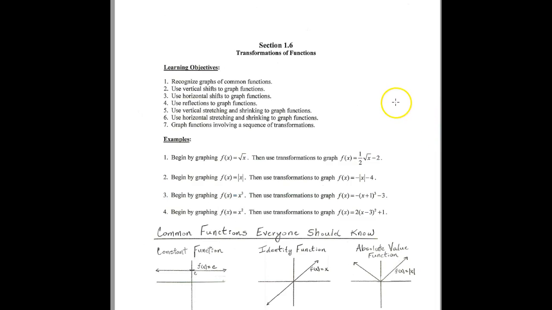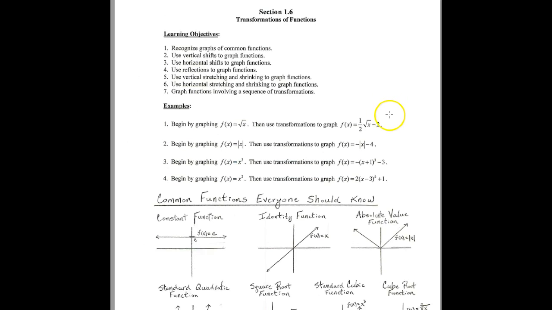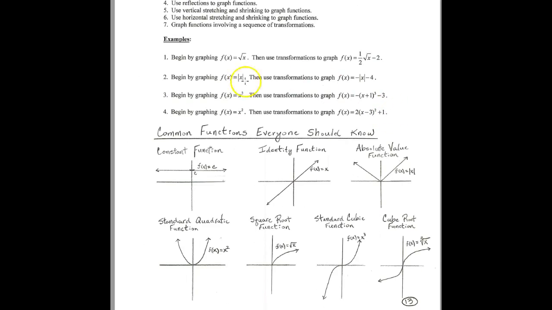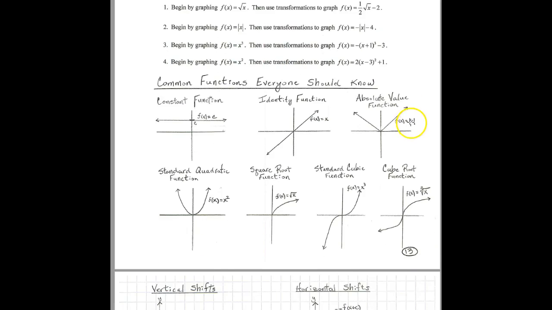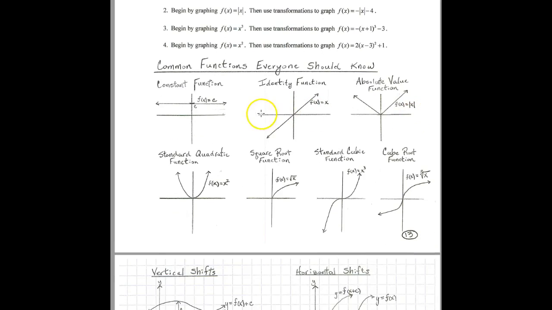Okay, in section 1.6, we're finally getting to talking about transformations of functions, how we move them around in the XY coordinate plane. So I'll be going over these examples, but I quickly want to go over some common functions that everyone should know. First of all, you should certainly know a constant function. If I have y equals a constant, we have a horizontal line, okay? What's called the identity function is y equals x, up at a 45-degree angle going through the origin.